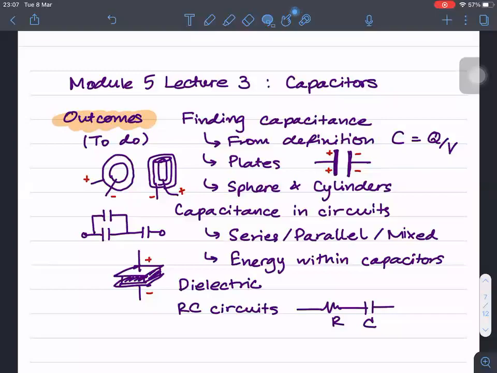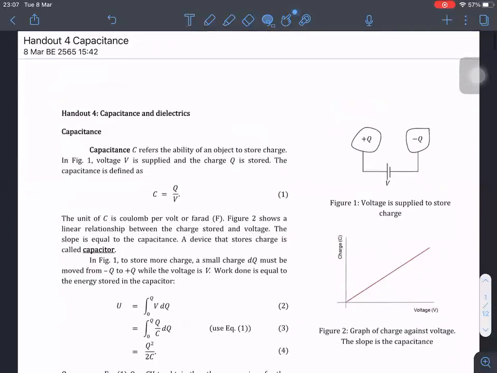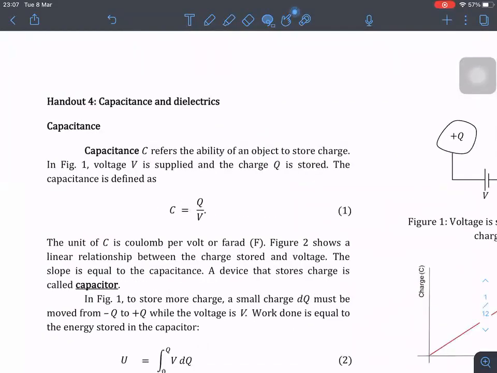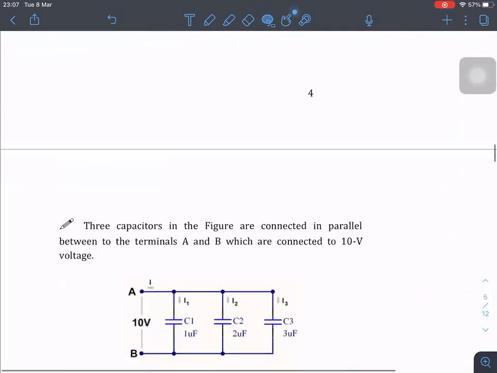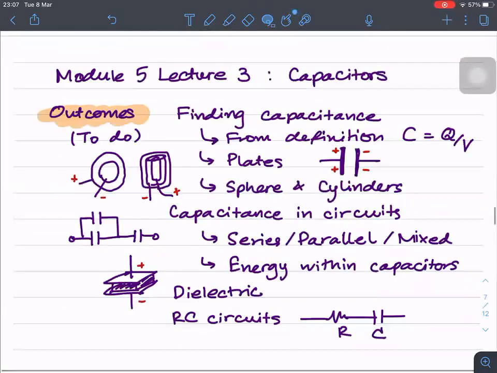Hi everyone, today we will be on the third lecture of module 5, and it would be the lecture about the capacitor. So today we are going to follow handout 4 about the capacitance and the dielectric. Here I'm going to first summarize the theory behind the capacitors for you, and then we are going to work through the examples.